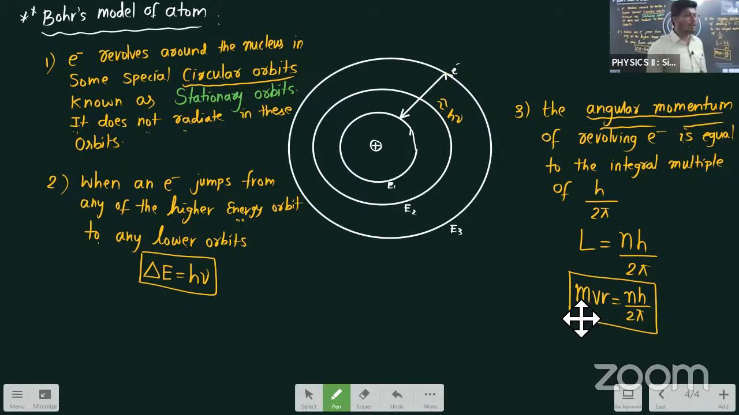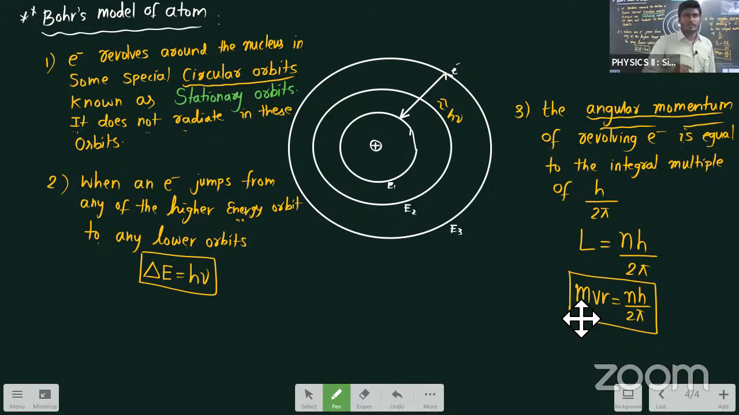What is the next important point? Whenever an electron jumps from a higher energy orbit to a lower energy orbit, it will emit some radiation of energy delta E, which is equal to how much? h nu. And what is the third important postulate for Bohr's model of atom? The angular momentum of the revolving electron is quantized, or you can say the angular momentum of the revolving electron is equal to nh by 2 pi.